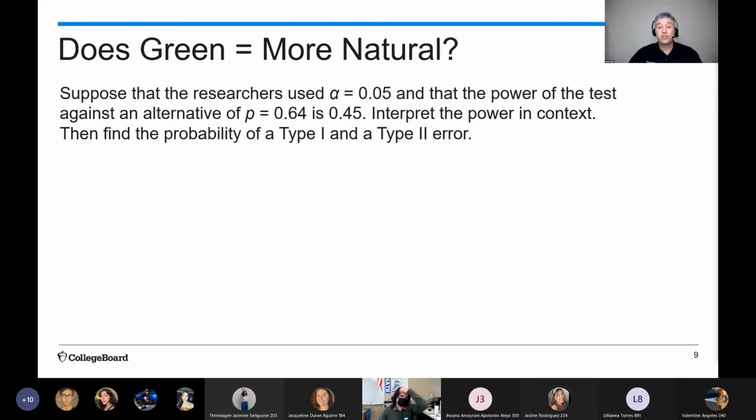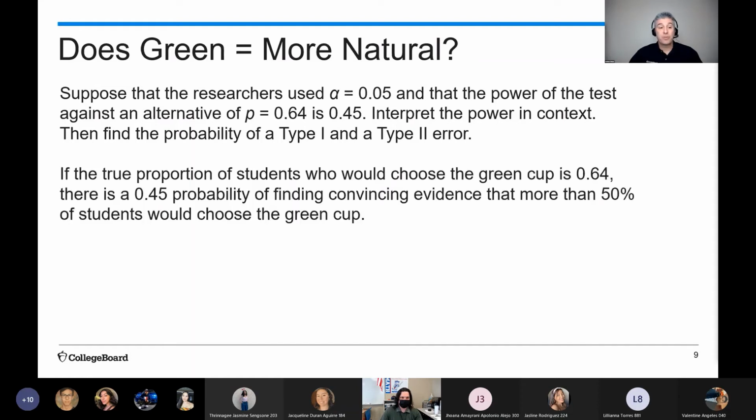So in this case, we're assuming the true value is 0.64, and then we've done calculations to show that the power equals 0.45. Again, you don't need to worry about where those numbers come from. I just want to make sure you understand what it's describing. So interpret the power in context, and then we'll find the probability of a type 1 and a type 2 error. So here's what the power means.